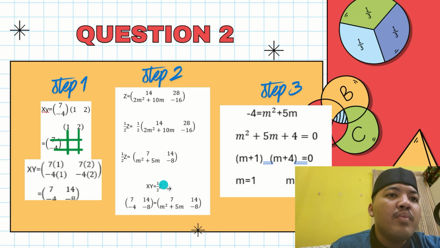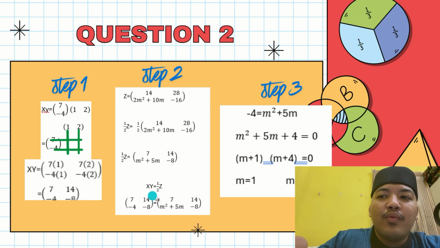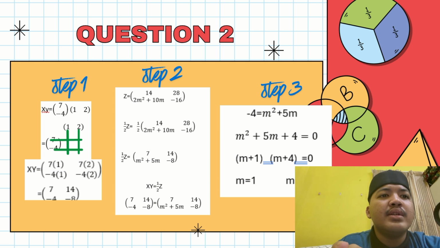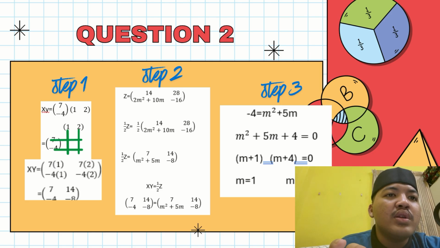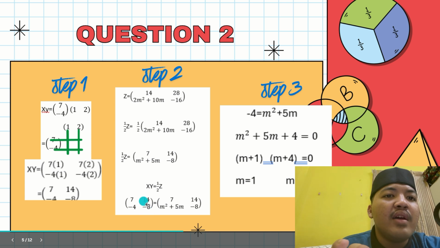So we move to the equation XY equals 1/2 Z. So we change the symbols to numbers. For XY, we have the XY matrix, which is 7, 14, -4 and -8, equal to 1/2 Z. We change it into numbers, which is 7, 14, m square plus 5m, and -8.